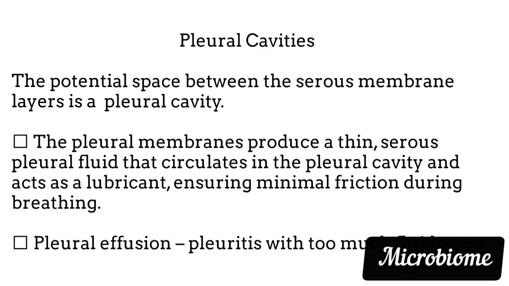Pleural cavities. The potential space between the serous membrane layers is a pleural cavity. The pleural membranes produce a thin, serous pleural fluid that circulates in the pleural cavity and acts as a lubricant, ensuring minimal friction during breathing. Pleural effusion: pleuritis with too much fluid.